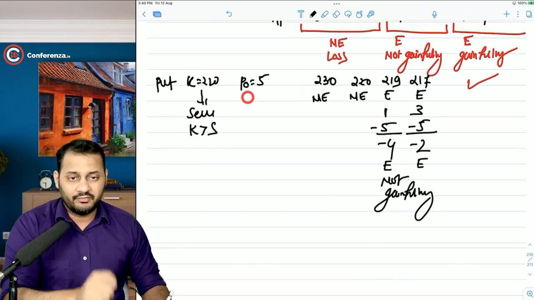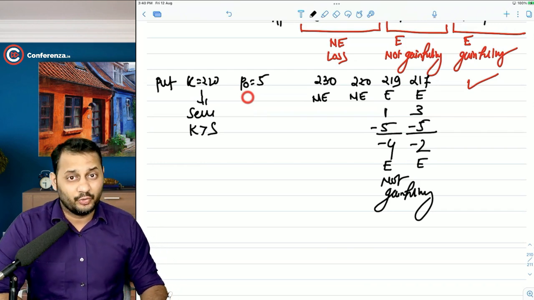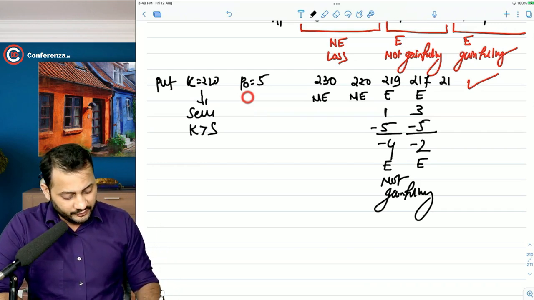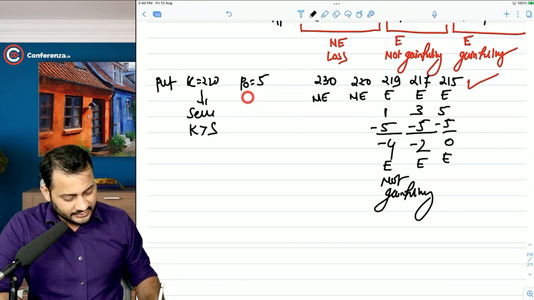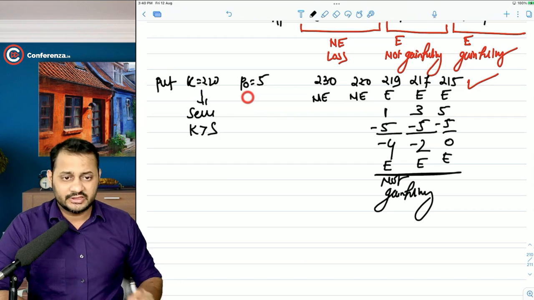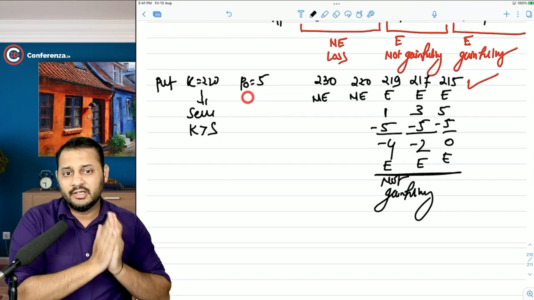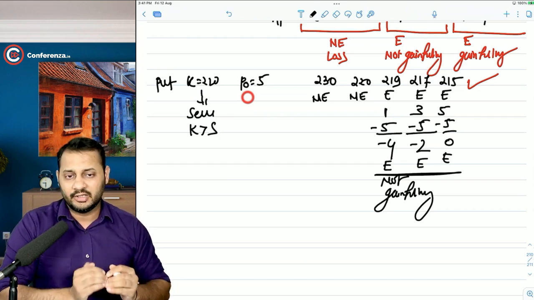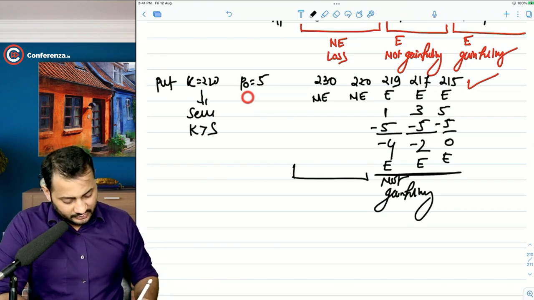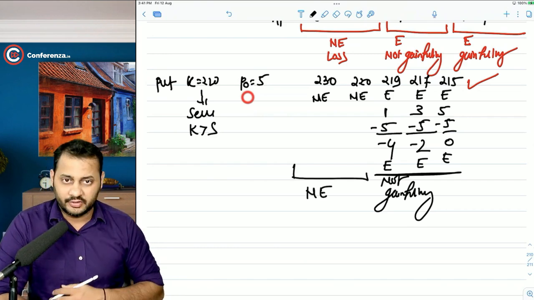So at which point will we start exercising the option, that too gainfully? At 215, 5 minus 5, 0, exercising the option, again not gainfully. So this entire phase till 215 is exercising but not gainfully. This was the phase of not exercising altogether.